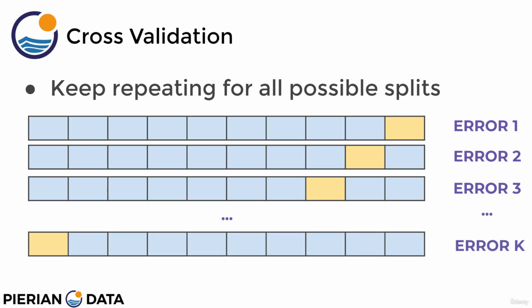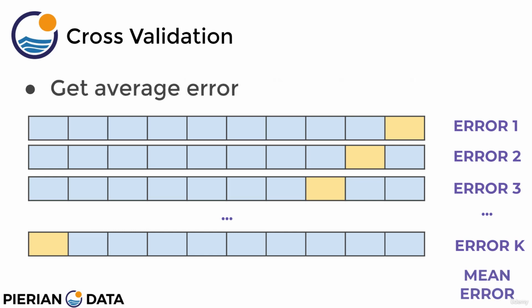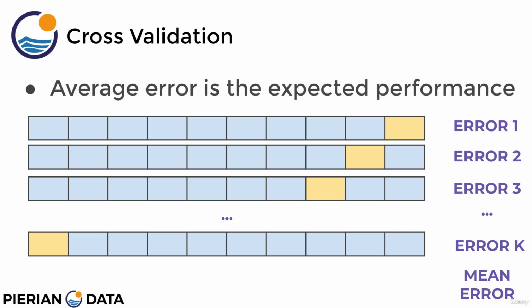And so, after you've repeated this k number of times, and you've been able to both train and test on all portions of your data just by running this k number of times, you'll average out the error. So here we get an error for the first split, second error, third error, up to error k, and then we just average all those and get our mean error. And the average error is then your expected performance.